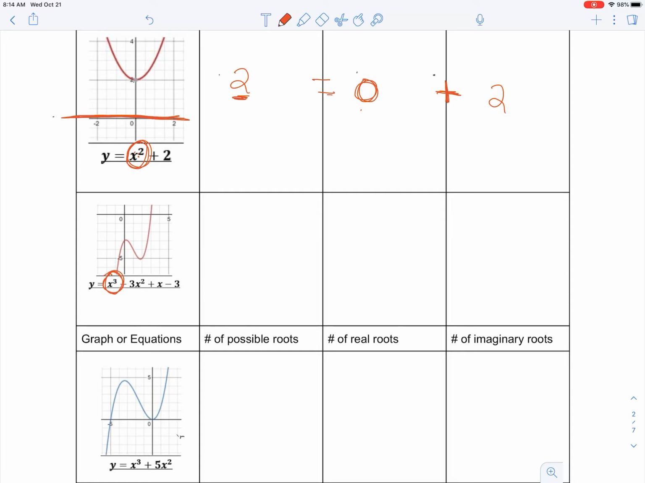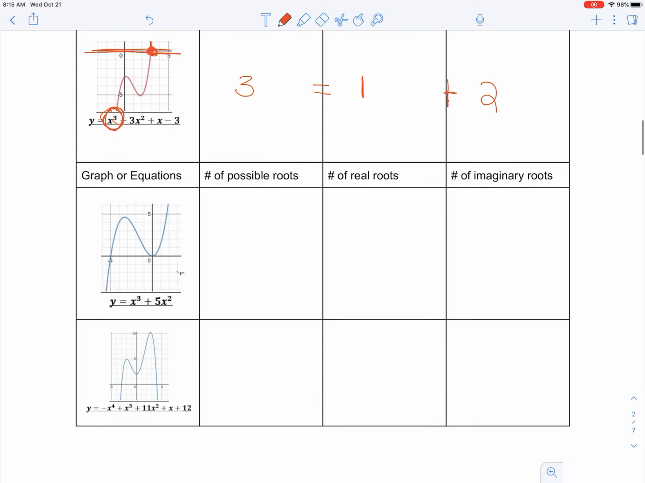If we look at the next function, this is x cubed. So the maximum number of roots it could have is 3. When we see where it crosses the x-axis, we see that it crosses the x-axis only once. So it has 1 real root. So how many imaginary roots will it have? Because it has only 1 real root, it will have 2 imaginary roots, because 2 plus 1 equals 3.